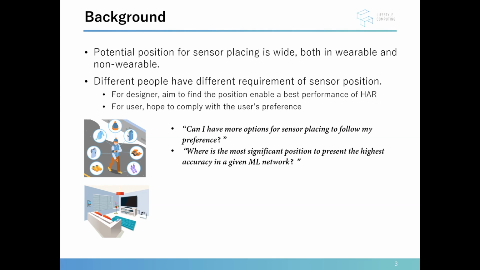So there are two basic questions. Can I have more options for sensor placing to follow my preference? Where is the most significant position to present the highest accuracy in a given machine learning network?